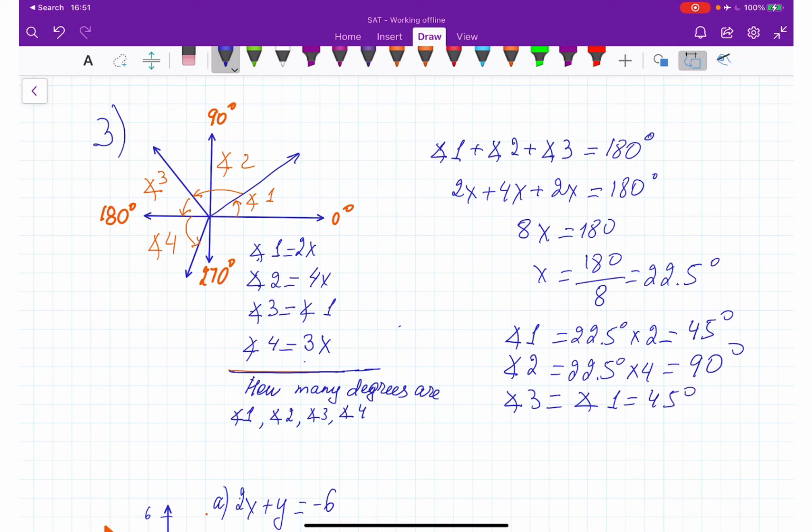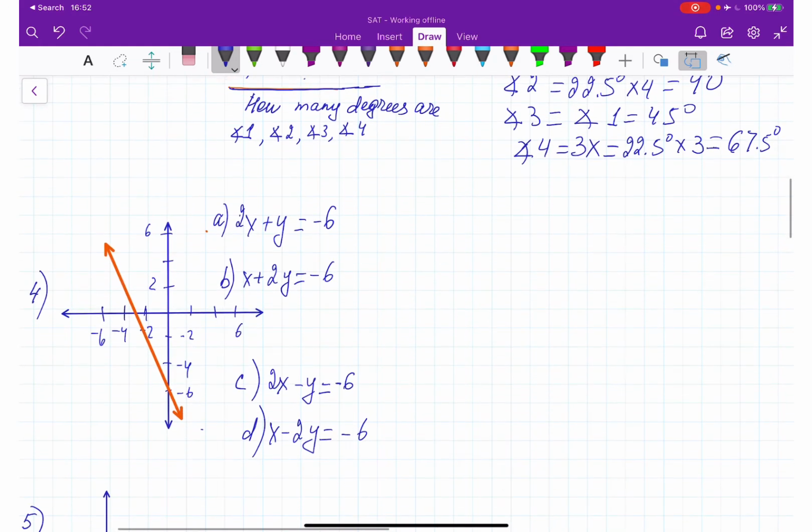And we have angle 4. Because it's equal to 3x, I can find out 22.5 times 3. So 22.5 degrees times 3 is going to be equal to 67.5 degrees. There we go. We have all 4 angles.